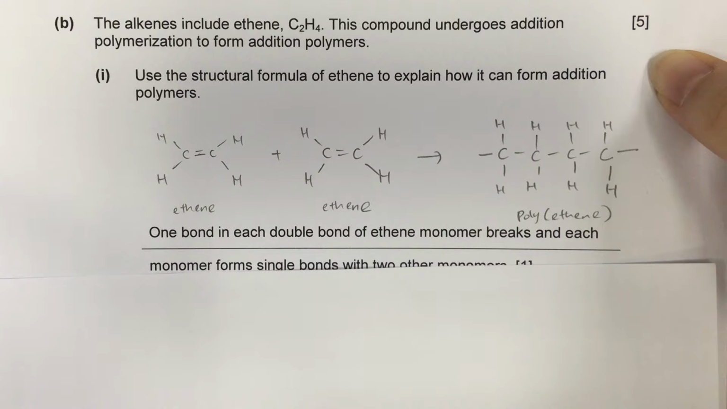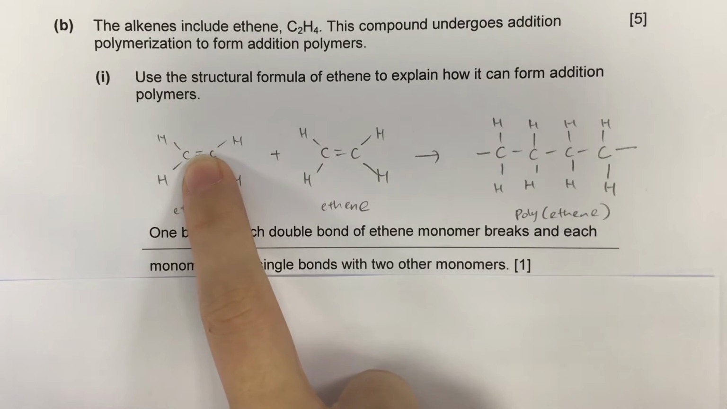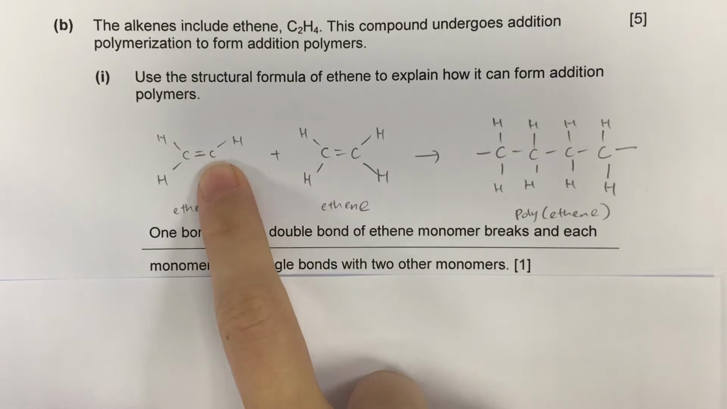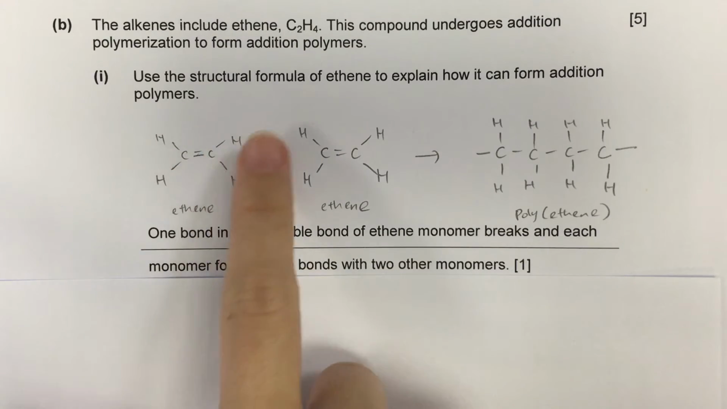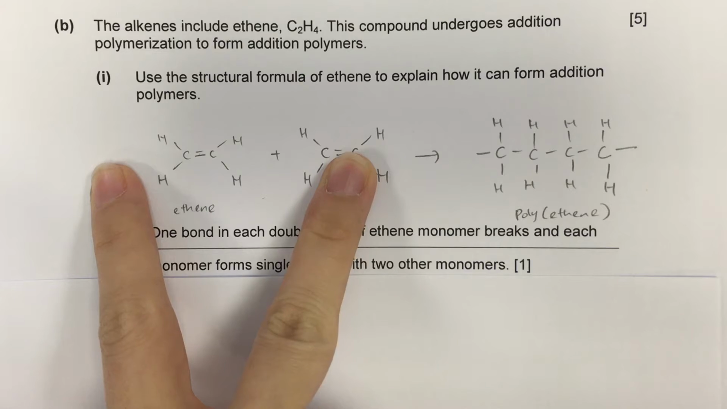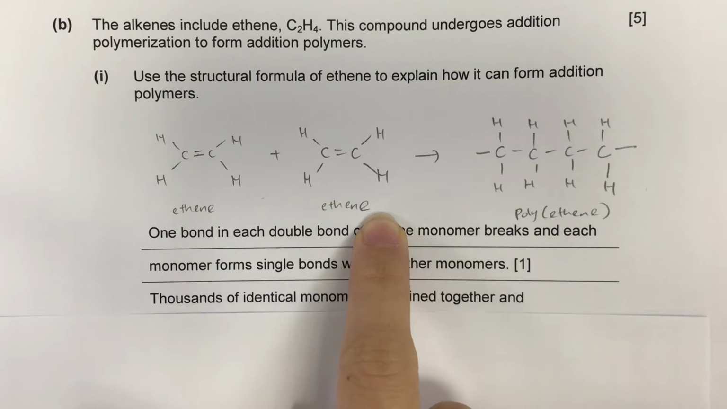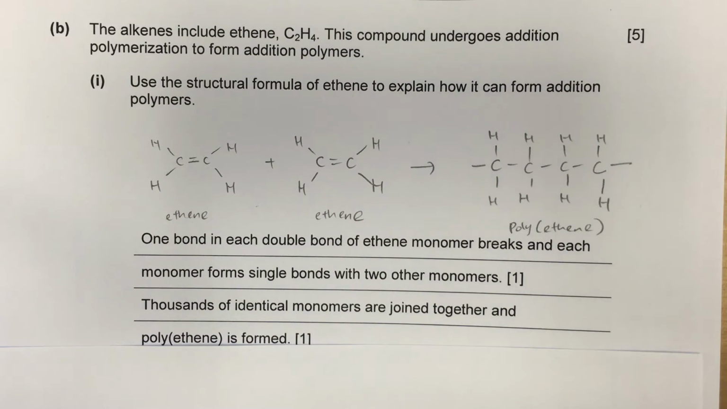So we describe it in such a manner where one bond in each double bond will break, and each monomer will then form a single bond with 2 other monomers. Okay, so let's say this is the monomer, it will form bonds with 2 other monomers. And finally, thousands of identical monomers are joined together, and polyethene would then be formed.